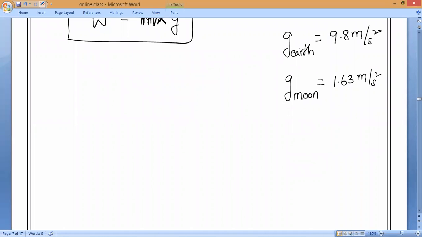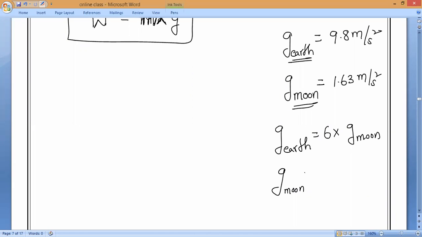As I told you, what is the relationship between the gravitational force of Earth and that of the Moon? The gravitational force of Earth is 6 times more than the gravitational force of the Moon. Or I can say the gravitational force of the Moon, with 6 coming to this side, becomes 1/6 times the gravitational force of Earth.